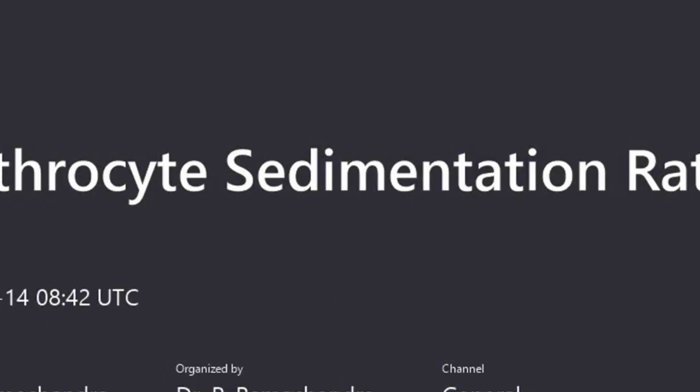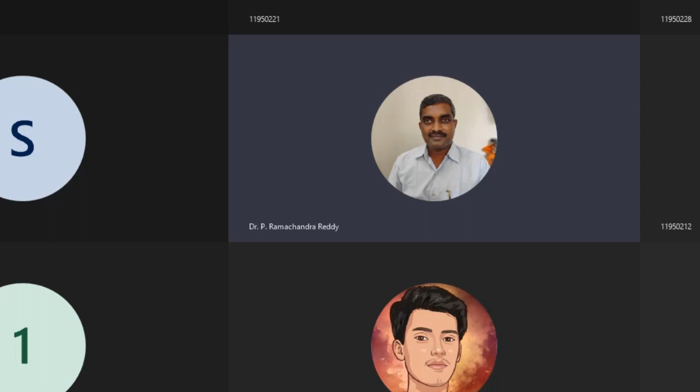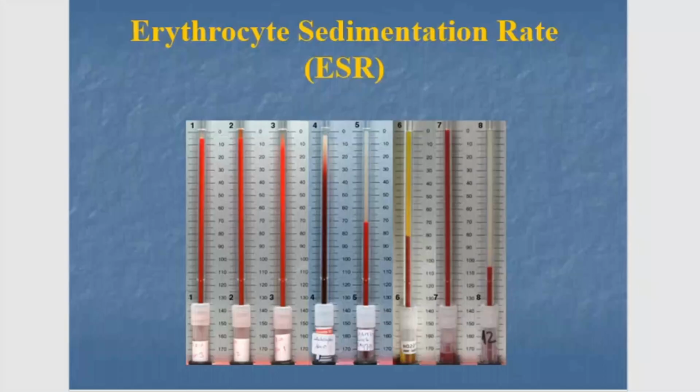What happens, we can use the erythrocyte osmotic fragility of the erythrocytes. So that osmotic fragility of the erythrocytes always helps us to identify the different disorders in the red blood cells. And the next is erythrocyte sedimentation rate. So the next aspect which we can see in hematology is erythrocyte sedimentation rate.